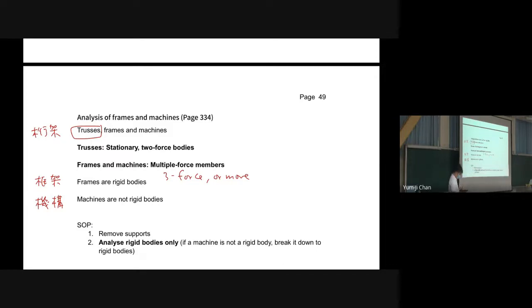The frames are rigid bodies and machines are not rigid bodies, but this is in this textbook. In my discussion, the biggest difference is two force body versus multiple force members, maybe three force body or maybe more. Now there is a difference between the two in the questions.